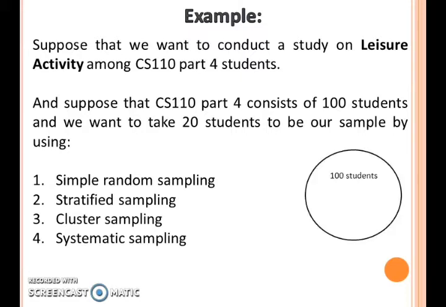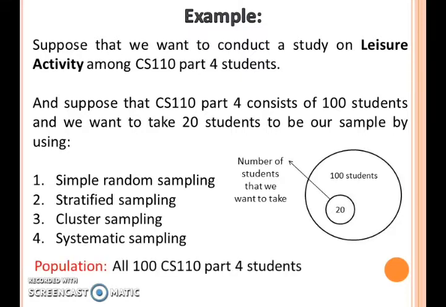And suppose that CS110 Part 4 consists of 100 students and we want to take 20 students to be our sample by using simple random sampling, stratified sampling, cluster sampling, and systematic sampling. Let's start with simple random sampling.